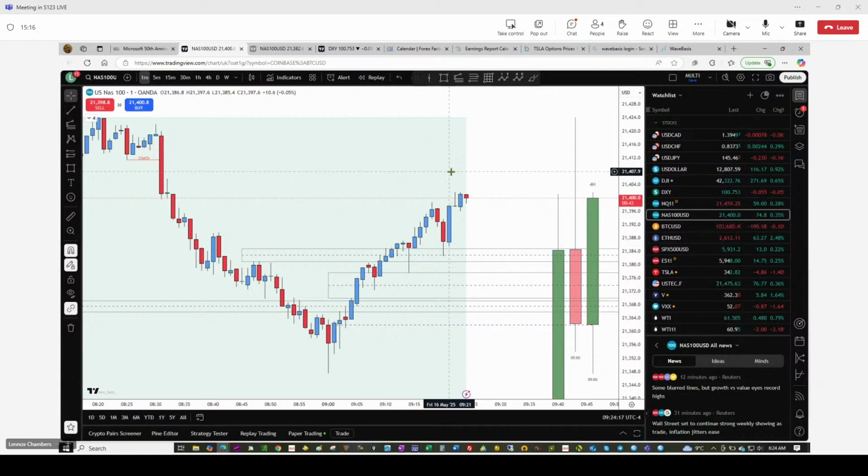Okay, I'm just looking at the NAS. I'm looking for a possible pullback before the market opens, but it's not doing anything as yet. So we shall see if it does.